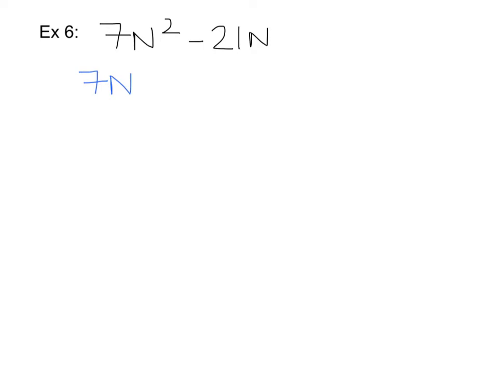So that leaves me with just n, and then when I factor out a 7n from negative 21, that leaves me with minus 3. And that's how you factor 7n squared minus 21n.